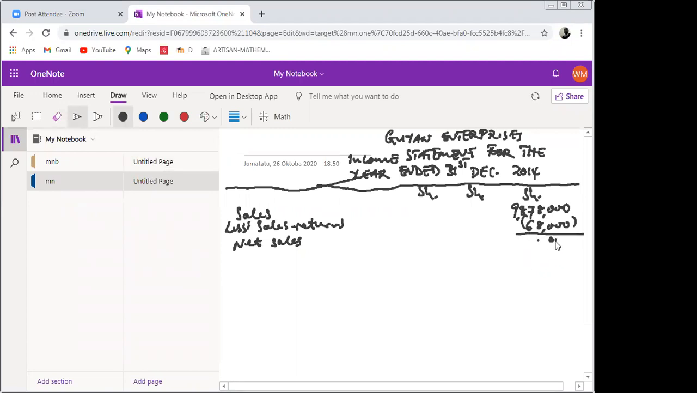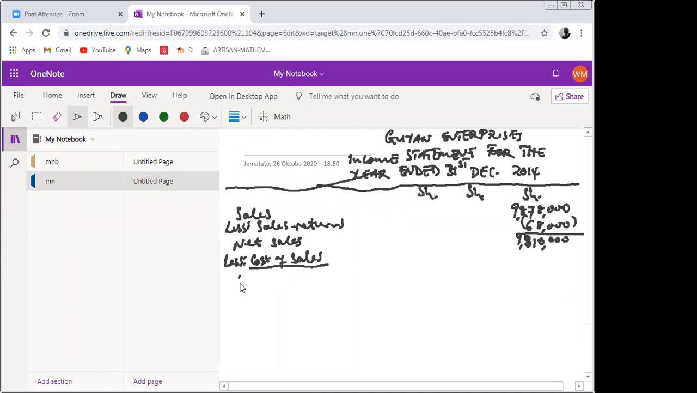Tell me, this is 1,000, this is 0, this is 1. 9,810,000. That is what we are referring to as the net sales. Therefore, we less cost of sales. And once you write cost of sales, you underline it, because cost of sales is not a single figure. It is actually supposed to be derived.